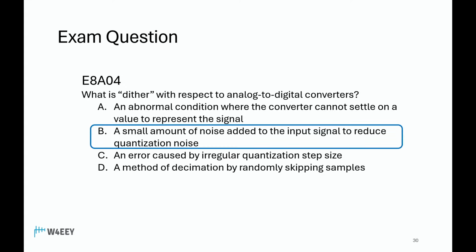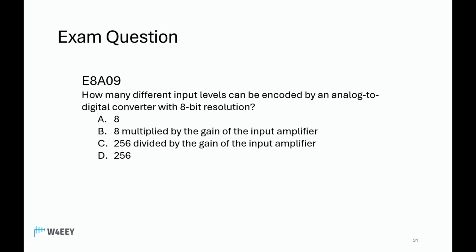A small amount of noise added to the input signal to reduce quantization noise. Why that works is really mathematical, but just accept it as a fact for now. How many different input levels can be encoded by an analog to digital converter with 8-bit resolution? Delta. And you probably remember that, but you could also do 2 times 2 times, you could do that trick if you didn't remember.